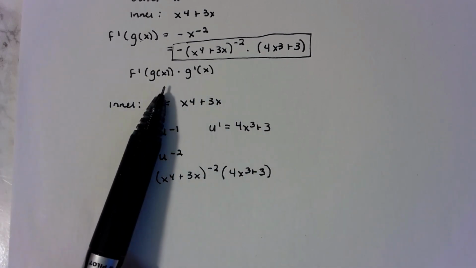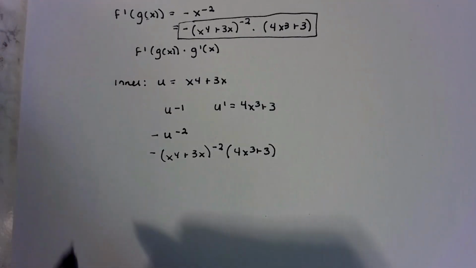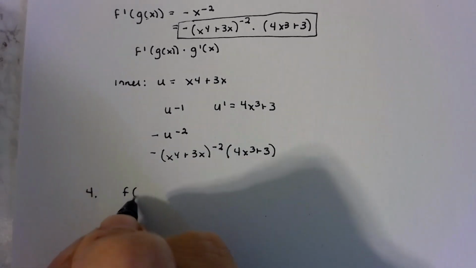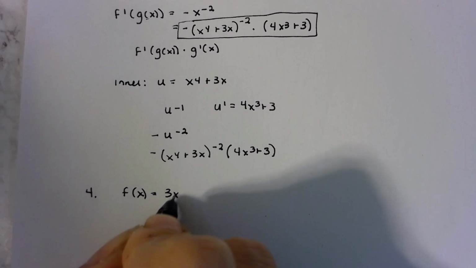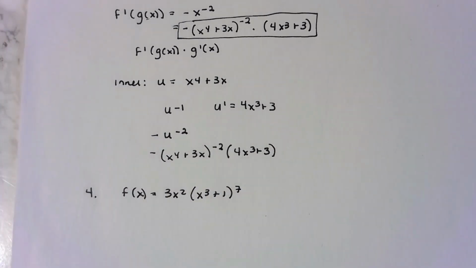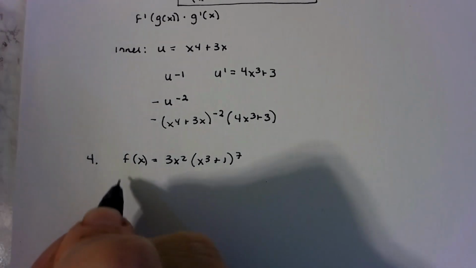Okay, this is the formal definition and that's what you should use. Okay, number 4. We have f of x is equal to 3x squared times (x cubed plus 1) to the 7th. The first thing I see is this is a product, so I need to write out the product rule.